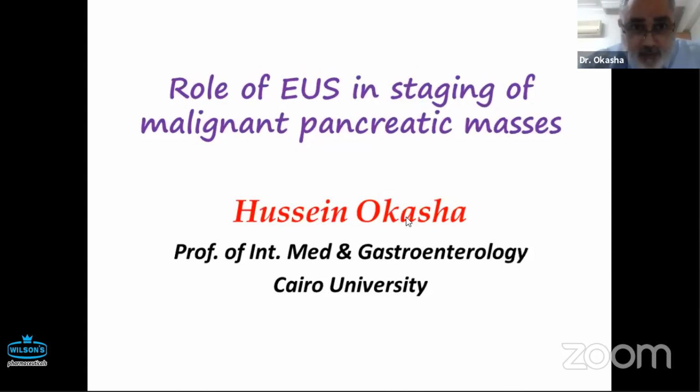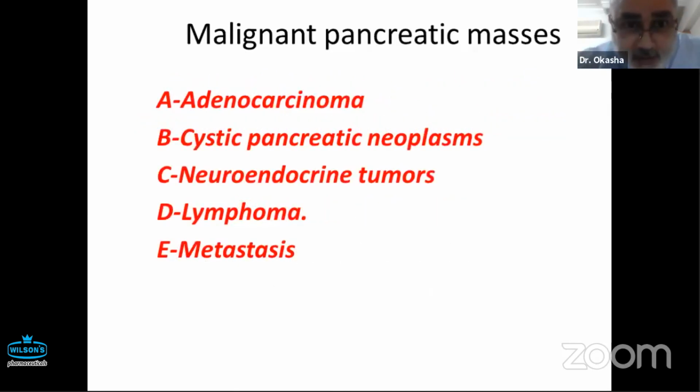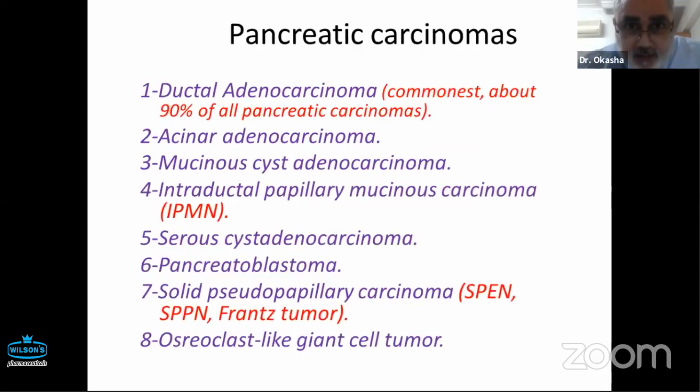Today, I will talk about a very important and very essential subject in the field of endoscopic ultrasound, which is the role of endoscopic ultrasound in staging of malignant pancreatic masses. Malignant pancreatic masses, as we all know, may be an adenocarcinoma, cystic pancreatic neoplasms, neuroendocrine tumors, lymphoma, or metastasis. The commonest malignant lesion of the pancreas is, of course, pancreatic carcinoma, and the commonest type is ductal adenocarcinoma, which accounts for about 90% of all pancreatic carcinomas.